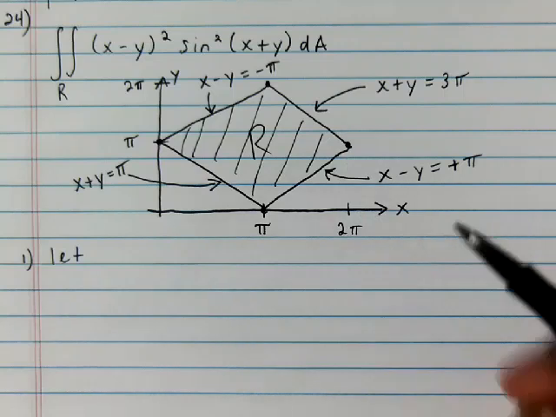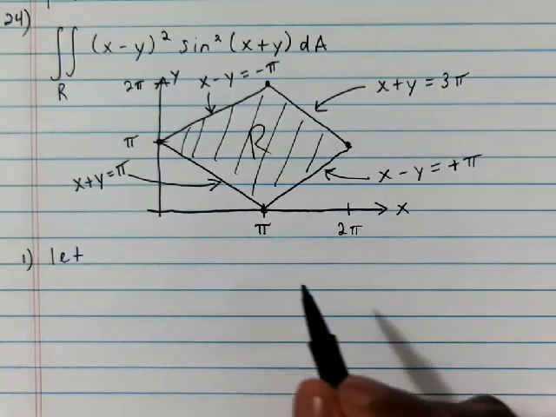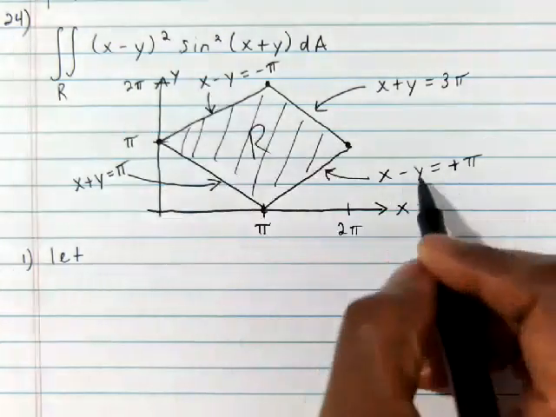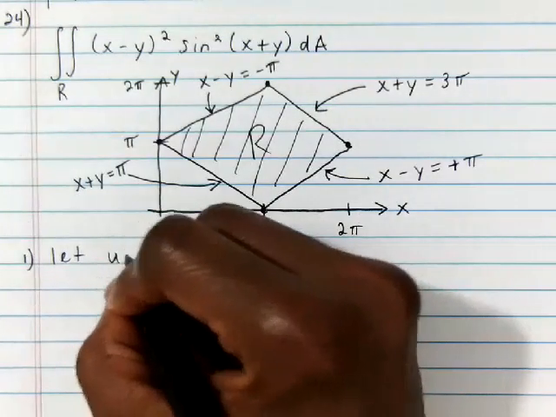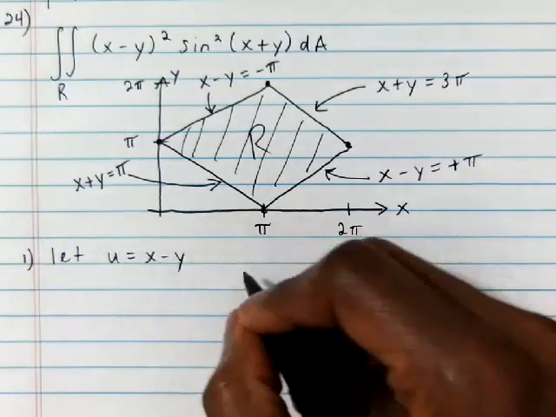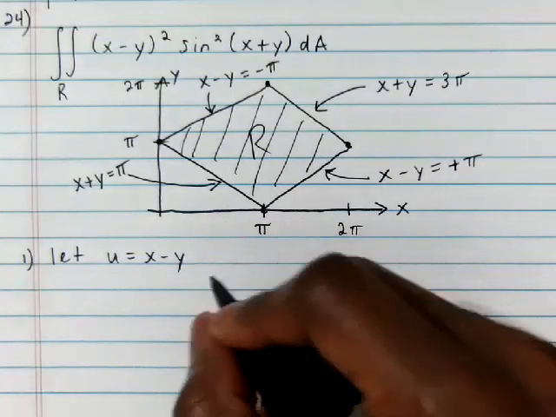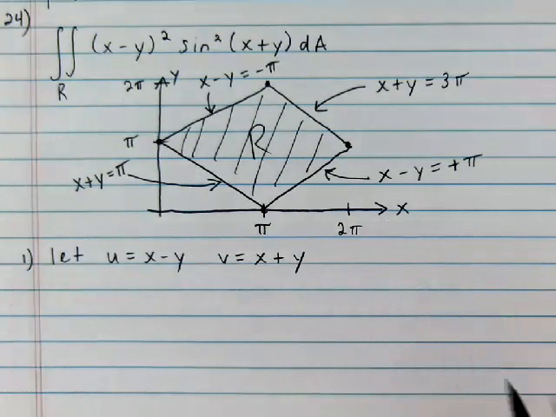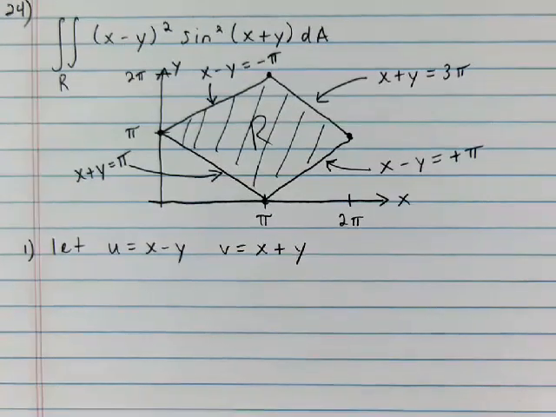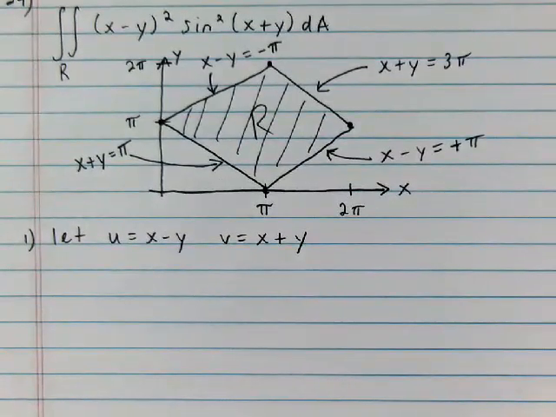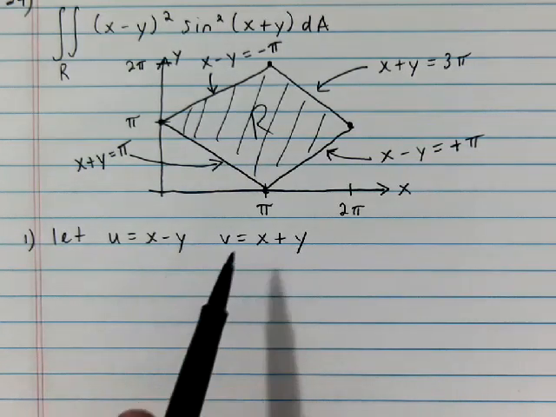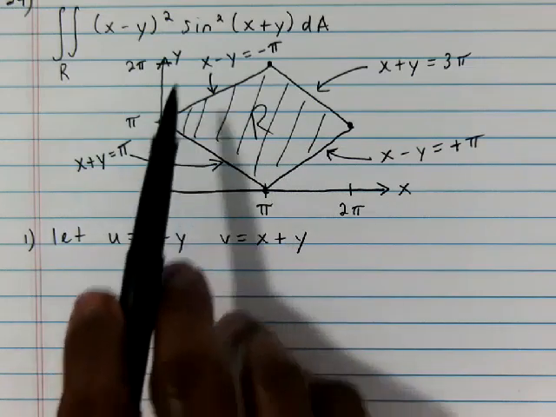Okay, all right, so we're going to let u be equal to x minus y because we see that there, we see that there, and we see it there. And we're going to let v be equal to x plus y. So now we've defined our transformation, and the next thing we want to do is find the bounds on u and v based upon what we have up here.